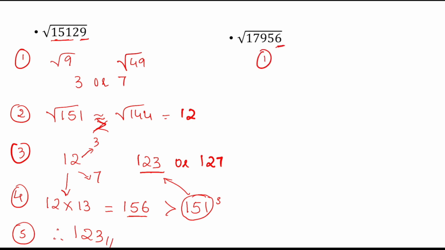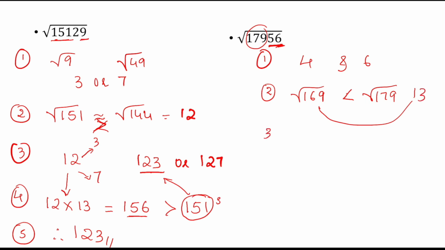Next, take 6. 6 ends for which squares? 4 and 6. Second step, leave these two numbers and take the remaining number, that is 179. So see such a square root which is nearer and lesser than 179, that is 169. Square root of 169 is lesser than square root of 179 and it is nearer. So 169 square root is 13. So write 13 here, 4 here, 6 here. So the square root of 17956 will be either 134 or 136.